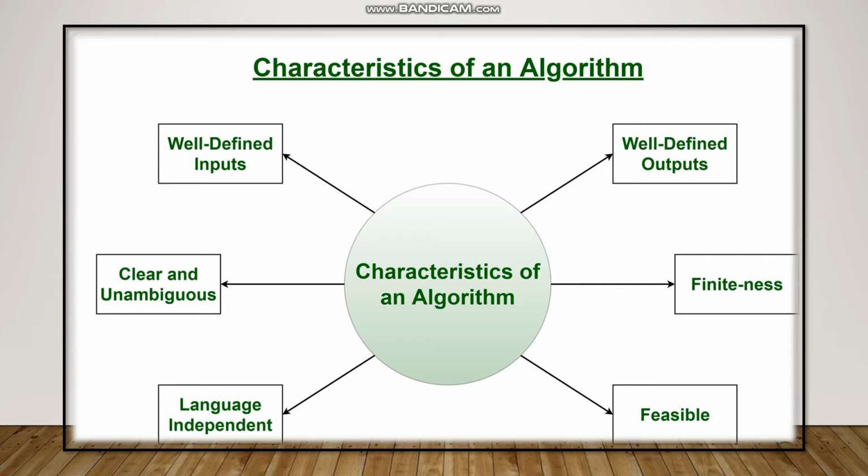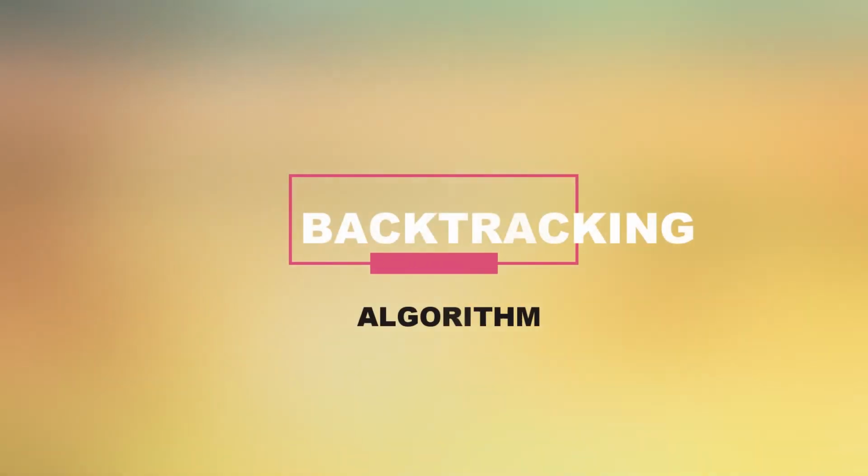Clear and unambiguous. It means that the steps should all be clear and they should all lead to one meaning. Now it comes to which algorithm we have used in our GUI, what it all revolves around, what we are actually using.